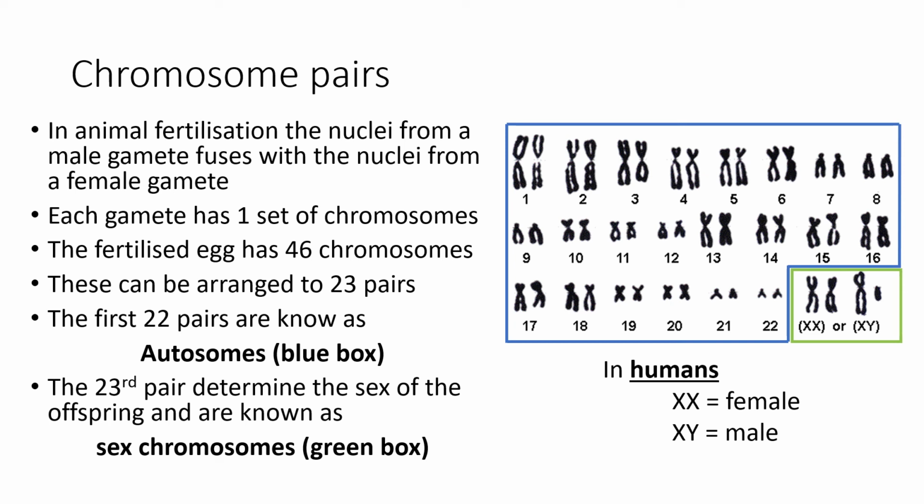Which is why that last pair, number 23, is referred to as the sex chromosomes, because they're the ones that determine what your sex is. The other 22 pairs in humans are referred to as autosomal because the autosomes carry all your other characteristics, but they do not determine your sex. So in humans, it's 46 chromosomes arranged into 23 pairs. 22 of those pairs are the autosomes, and pair number 23 that determines the sex of the offspring are referred to as the sex chromosomes.